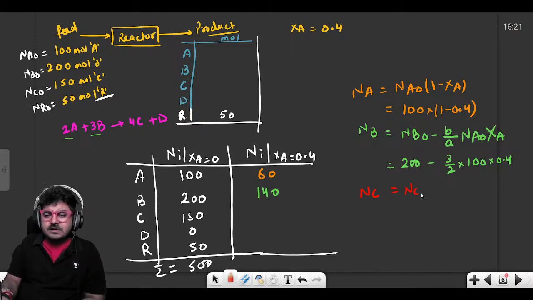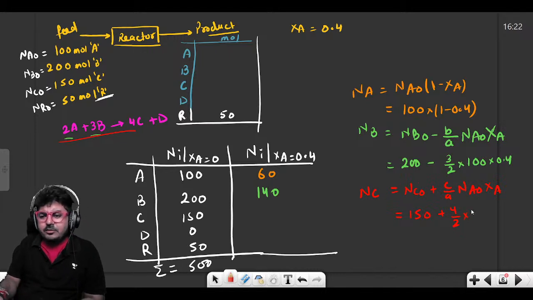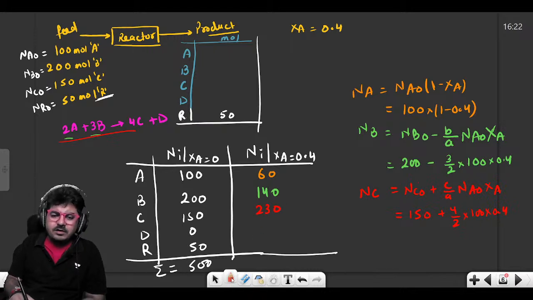That is Nc naught plus C upon A times Na naught into Xa. Put the values and solve. Nc naught is 150. C upon A will be 4 by 2, as you can see in the reaction. Na naught is 100, Xa is 0.4. So here Nc will come to 80 plus 150, which is 230. Okay. The same way you can calculate for D.